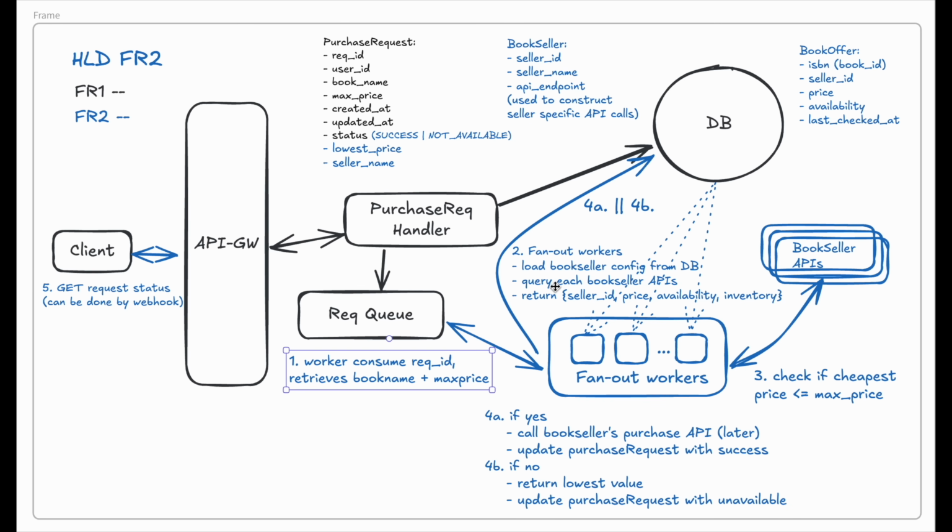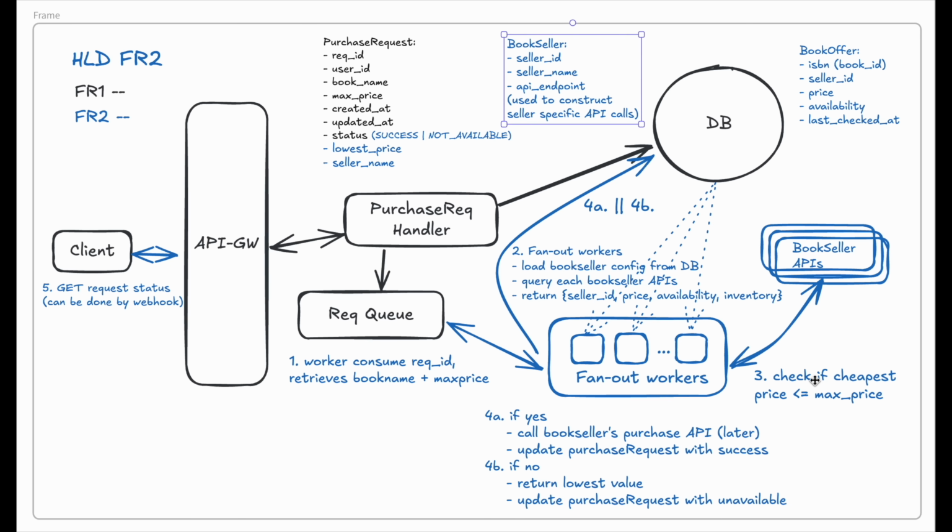And step 2, the worker queries each external bookseller public API directly using seller-specific config from the bookseller table in the database, and it constructs the HTTP requests like the URL, headers, payload using the seller's metadata. It sends the HTTP request and parses the response based on the expected JSON format, and each call returns a normalized tuple such as seller ID, price, availability, and inventory.